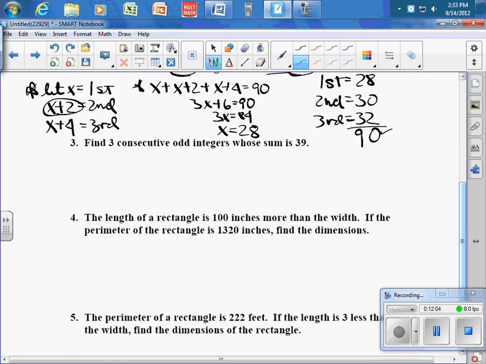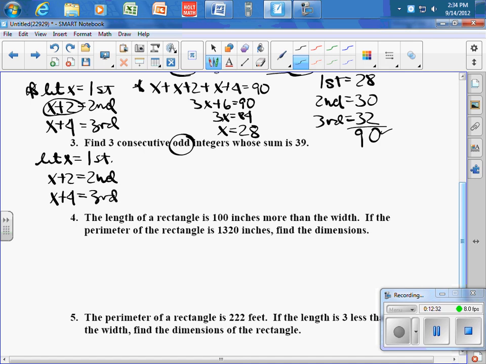Now I'm looking at consecutive odds, and just like before, with all consecutive integer problems, I'm going to let x equal the first. It represents the first of my 3 odd integers. Now, keeping in mind that these are odd, x is already an odd number. In order to get to the second one, I still have to add 2, and to get to the one after that, I have to add 4.